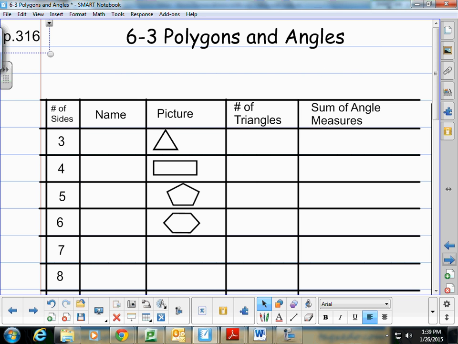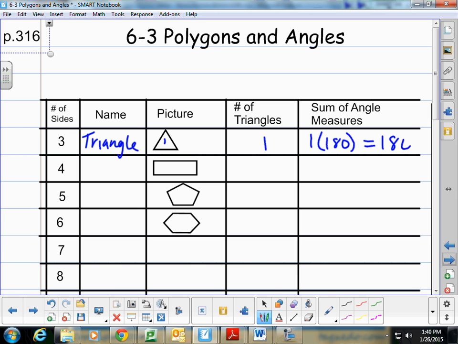So here's a little chart that you might want to keep up to date. It's not in our textbook, but it is something we'll use and practice along. It's kind of an investigation of what type of shape and how many angle measures make up that shape. A 3-sided figure we normally call a triangle, and it looks like this. The number of triangles that make up a triangle is just 1. What we know about a triangle is that it's made up of 180 degrees, so the whole sum is 180 degrees.